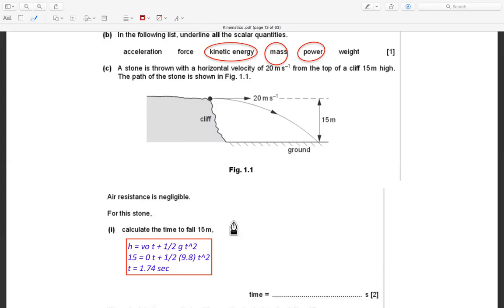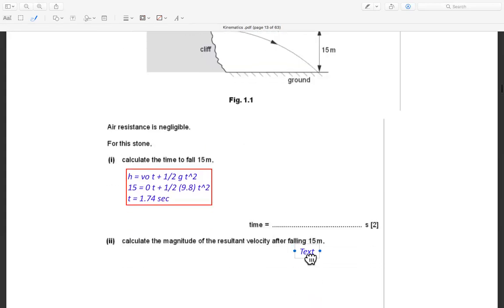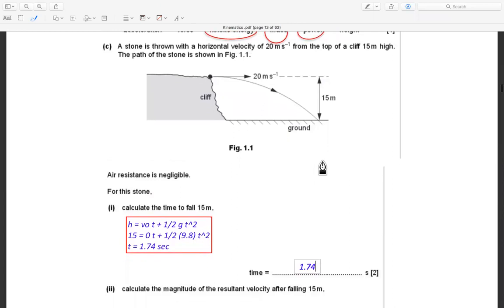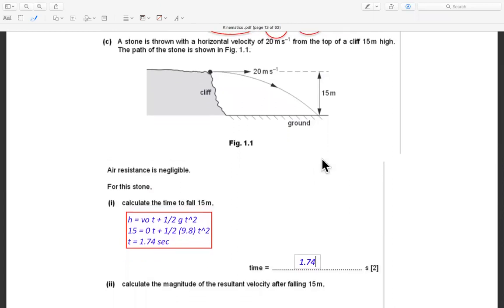Then after that, done. This is about time. So here the time is 1.74 second.